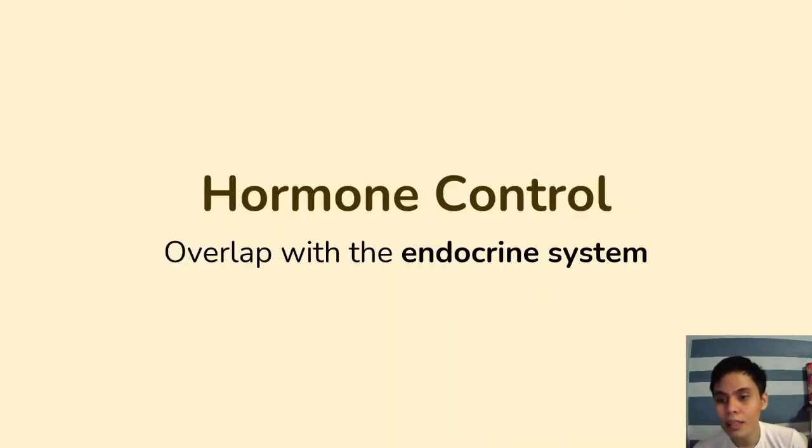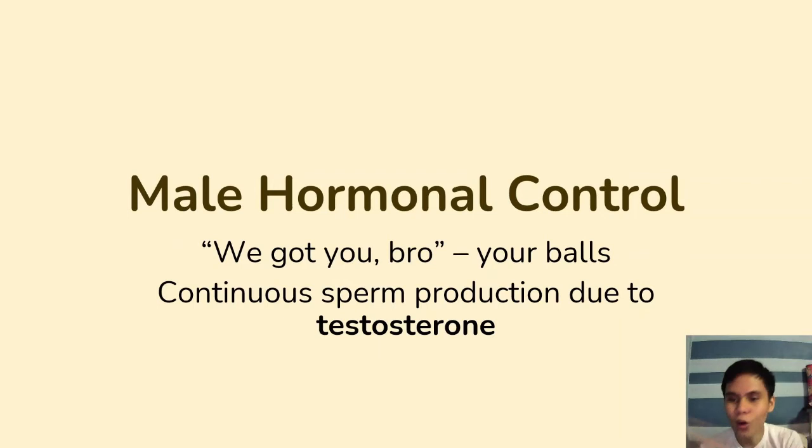So that's oogenesis, all right? Next, let's talk about hormone control, how it overlaps with the endocrine system, how hormones control the male and female reproductive system. For male hormonal control, it's mostly controlled by testosterone. Now, there are other hormones that control the male reproductive system, but we won't get into detail on that. You'll see the details of that if you go through the STEM track in senior high school.